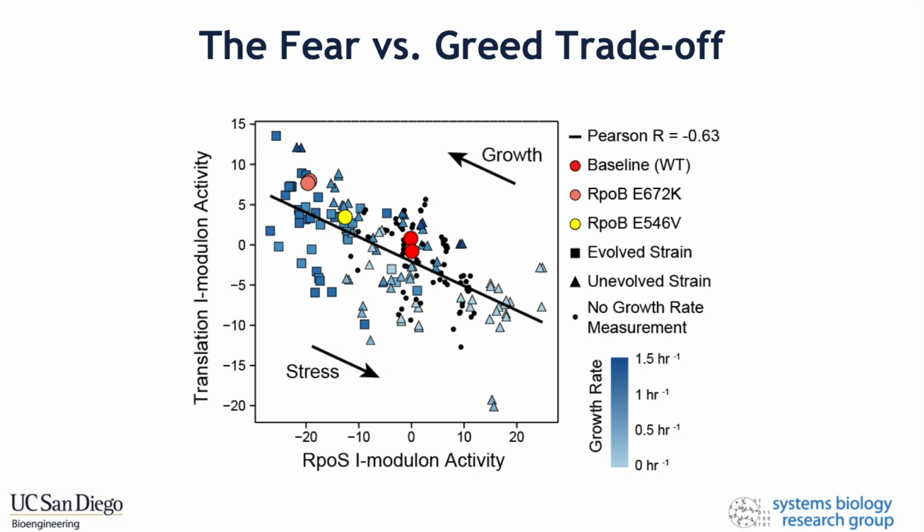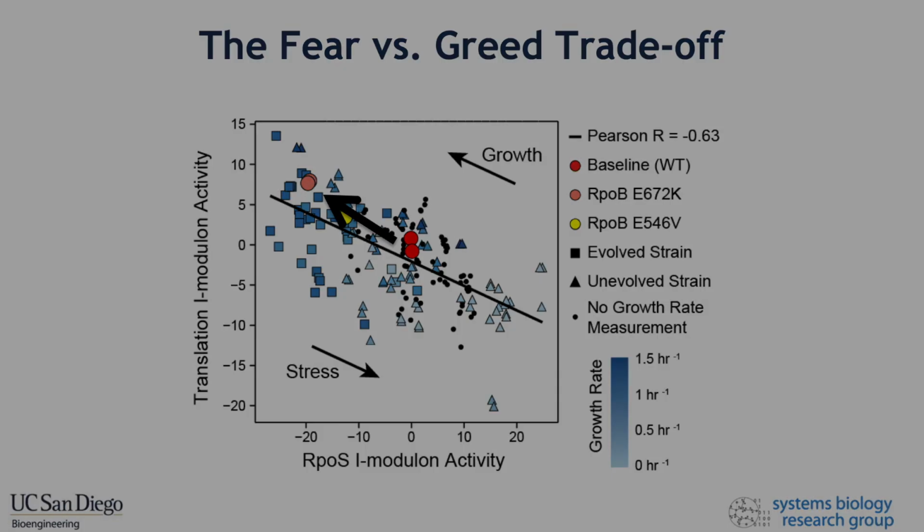When cells are experiencing stress, they shift to the bottom right corner of this plot, the fear side. However, when cells are unstressed, they grow much faster, which is the top left point in this plot. We have even been able to identify 2 point mutations in RNA polymerase that shift cells up this line.